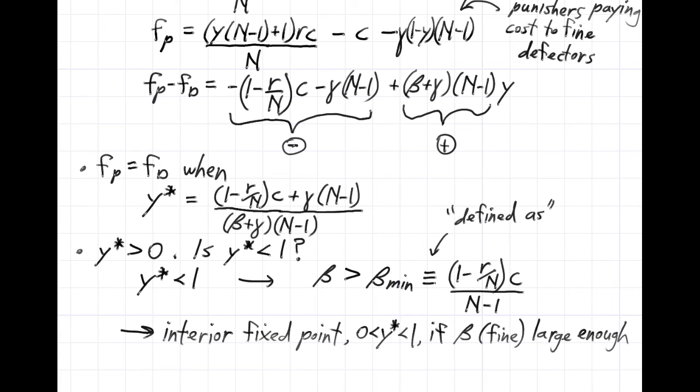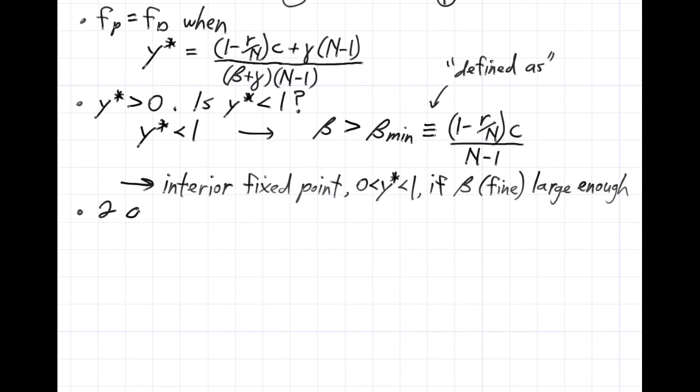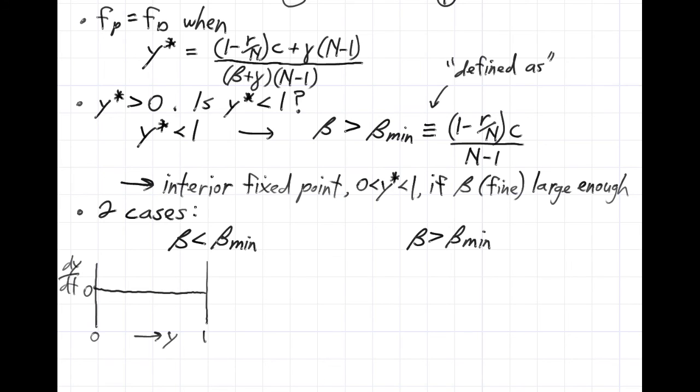Okay, that's enough to tell us what we need to know to draw our graph. So what we've got is that there are two cases to consider. Either beta is less than this minimum amount, or beta is more than beta min. So if it's less than beta min, then there are no interior fixed points. We already saw that FP was less than FD, so that means when y is small, dy/dt is negative, so it has to be a smile again, which means the population is driven towards having zero punishers. That's a stable equilibrium, and there's an unstable equilibrium with all punishers.